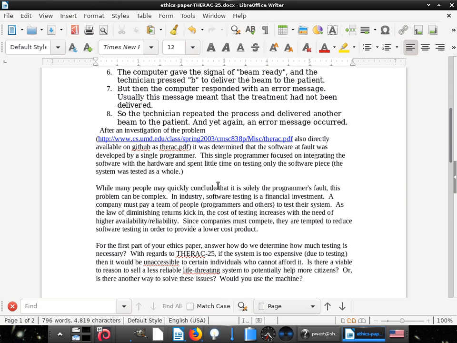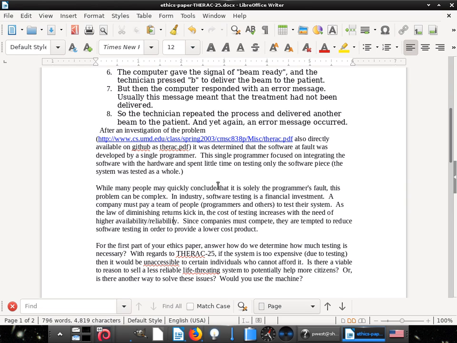Okay, I guess we'll go on. All right, how much testing? So here we go. First one is how much testing is necessary. I guess we've talked a little bit about that. With regards to Therac-25, if the system's too expensive due to testing, then it would be inaccessible to certain individuals who cannot afford it. Oh, here we go. You ready for this one? Is there a viable reason to sell a less reliable, life-threatening system to potentially help more citizens?